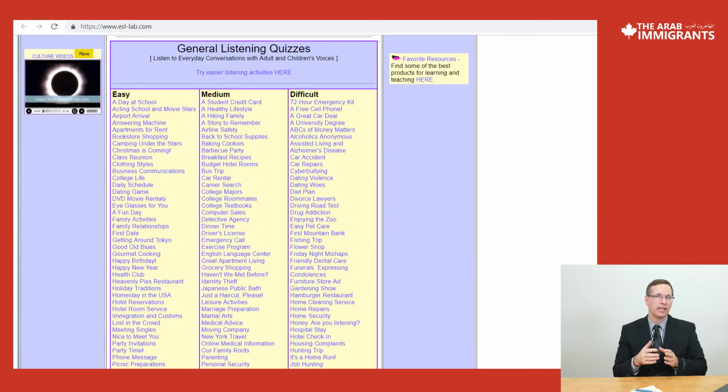If you're finding that you're getting 4 or 5 right regularly or consistently, then move to the next column, the one that's a bit more difficult. So ESLlab.com I recommend for everyone just to get in the habit of listening and understanding information at a level that's appropriate for you.